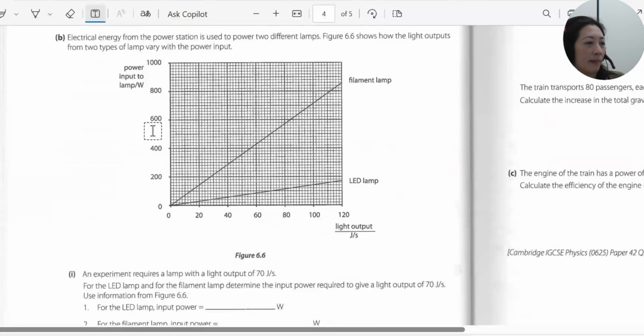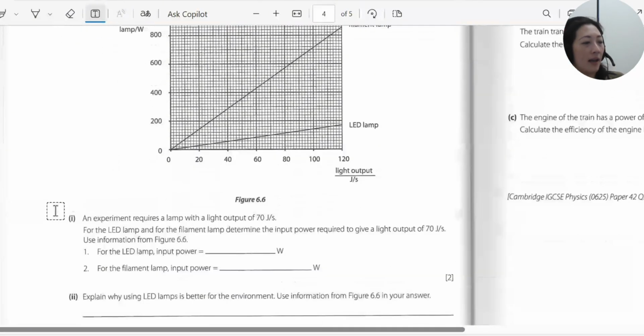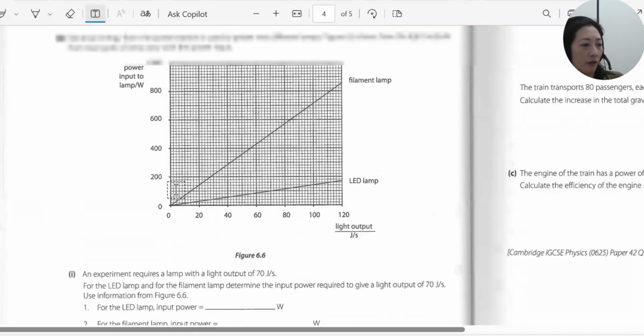3B: electrical energy from the power station is used to power two different lamps. Figure 6.6 shows how the light outputs from two types of lamp vary with the power input. We have the filament lamp here and the LED lamp with another graph over here. You've got the light output on the x-axis, power input on the y-axis. The experiment requires a lamp with a light output of 70 joules per second. For the LED and filament lamp, determine the input power required to give a light output of 70 joules per second.